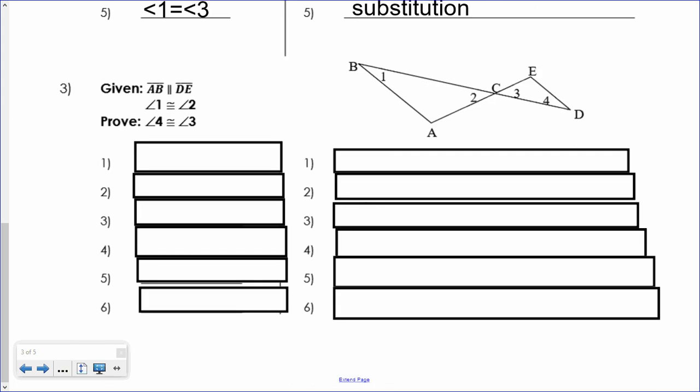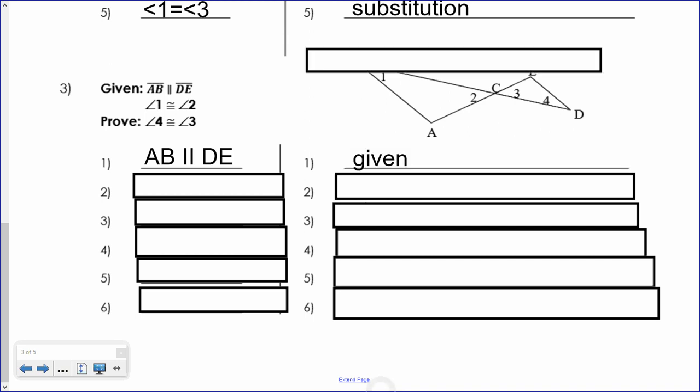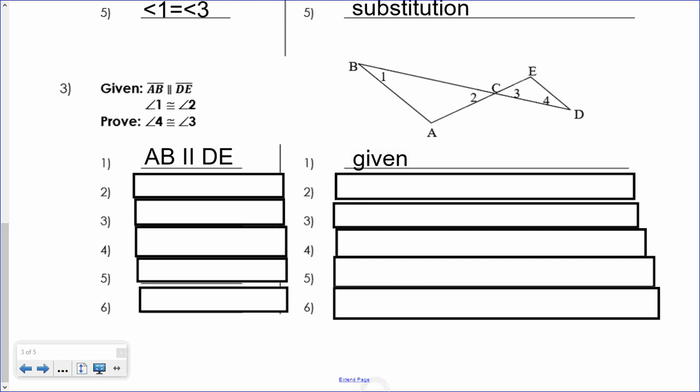Alright, here's an example of one from scratch. It's just like before, you'll have some that are fill in the blank, some that are from scratch. So how would I start this one? Okay, and that is given. Alright, what can I conclude based on the fact that those two segments are parallel? Okay, I can conclude that 1 is equal to 4.